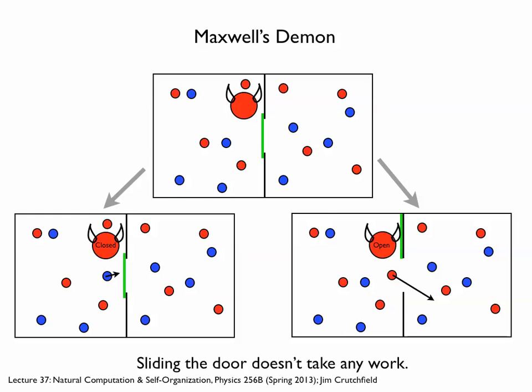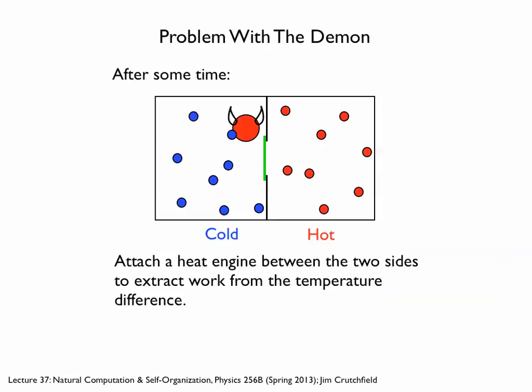Now, if you allow the daemon to do this, after some time you end up with a steady state where you have all your cold particles on one side and all your hot particles on the other, and if the system is isolated, you have this temperature difference here. And what did I just describe to you? I described a way to leverage a temperature difference to do useful work. You can attach a heat engine between these two sides and power a car or something.